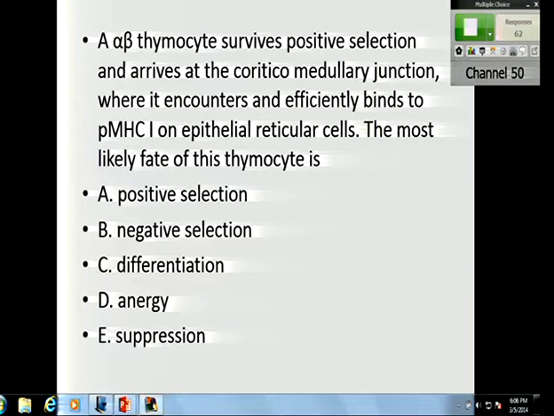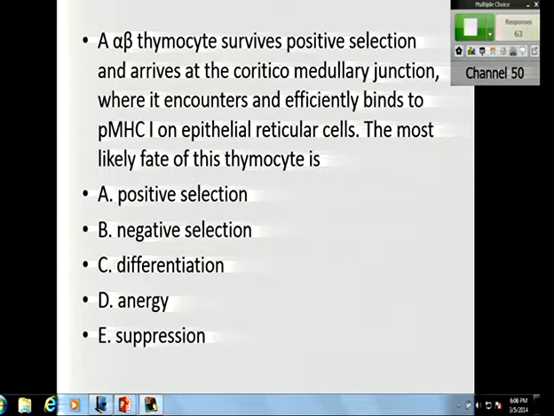Okay, so what do you think happens to it? Do you think the cell will survive? No. Even though it has undergone positive selection, if it binds strongly to a peptide MHC1 on the epithelial reticular cells, it's again a self MHC. So if it binds strongly, it will get eliminated.